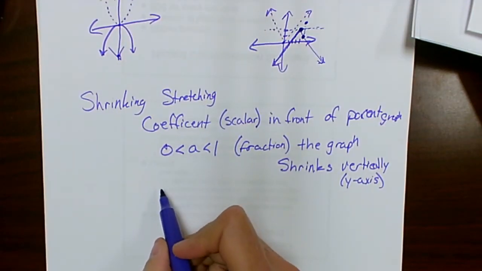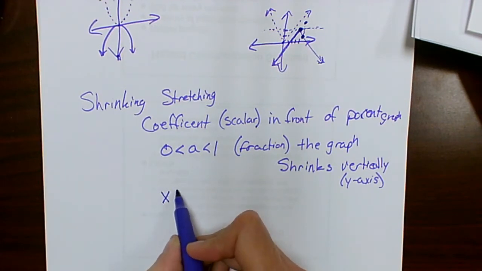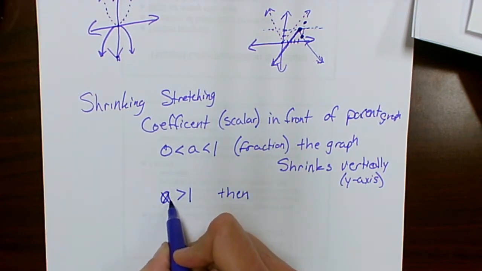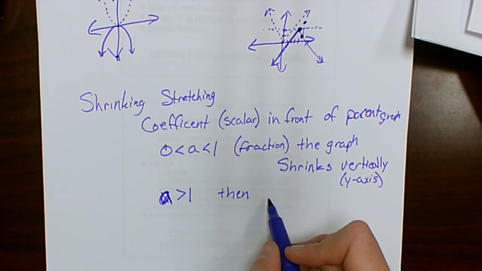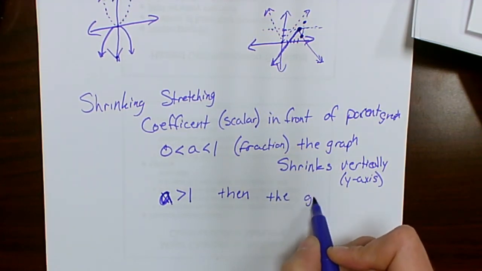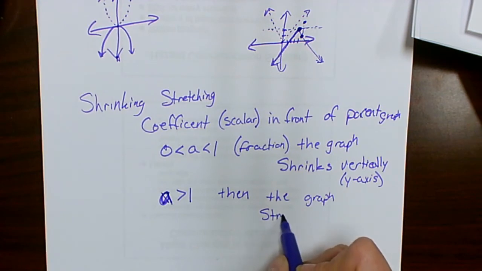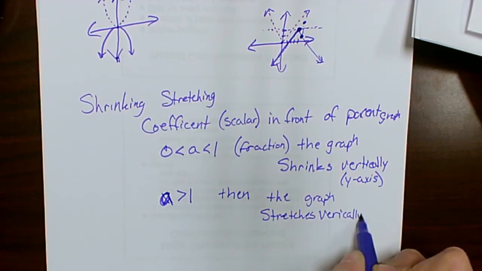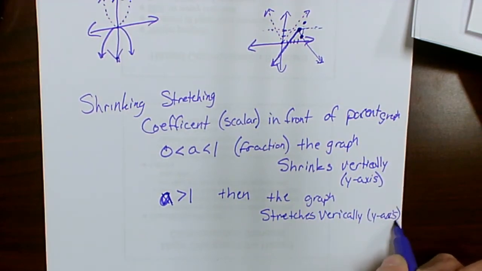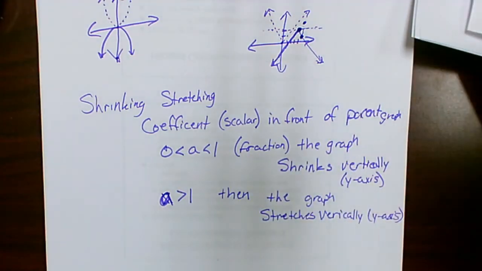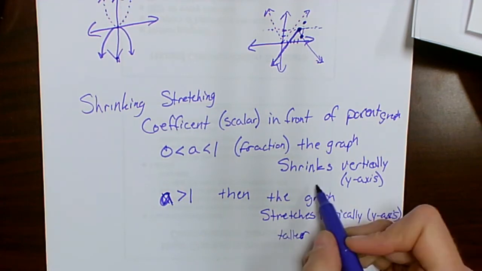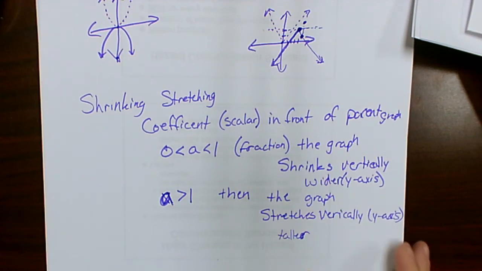If the scalar is greater than 1, oh, not x, let's go a. If the scalar a is greater than 1, then the graph stretches vertically, which would be the y-axis. So you take the y-axis and you're stretching it so it gets skinnier or taller. This one gets wider.